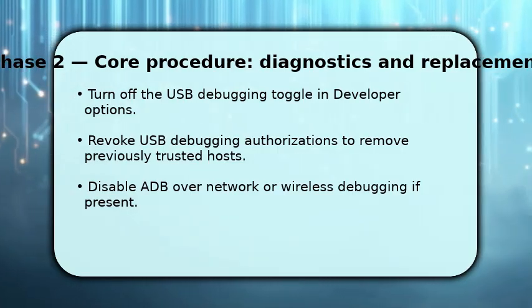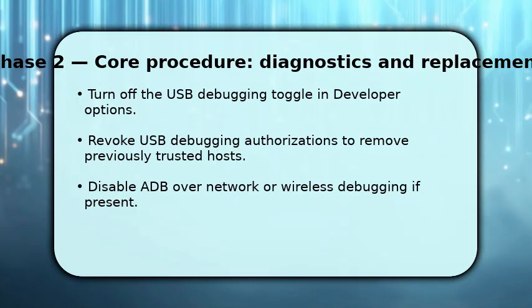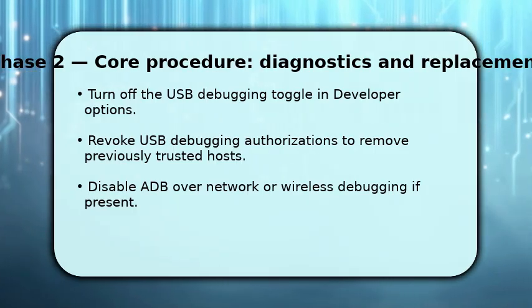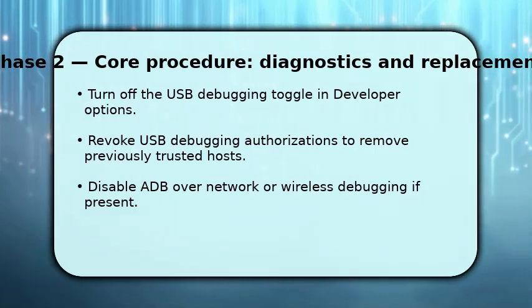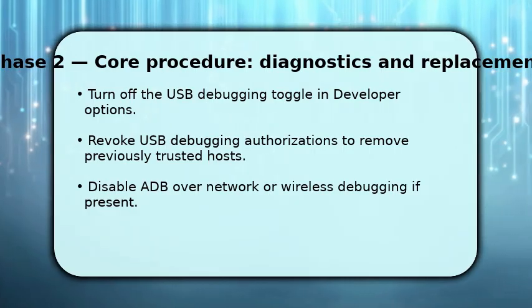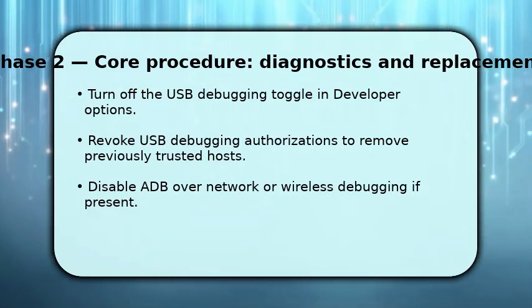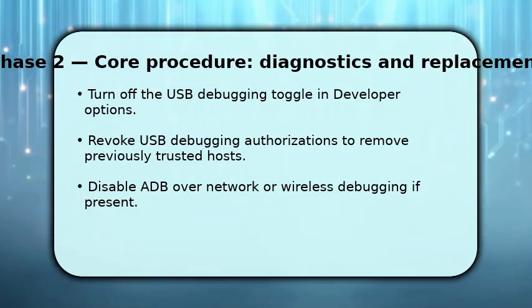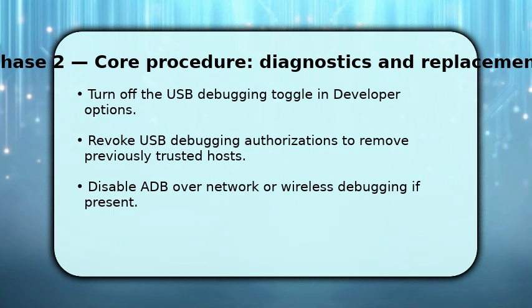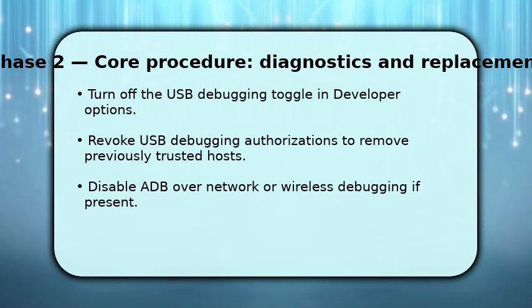If your device shows wireless debugging or ADB over network, disable those too, otherwise ADB can still reach your phone via Wi-Fi. Make sure to confirm any prompts that ask you to allow or revoke access. This sequence prevents both USB and network ADB access immediately.